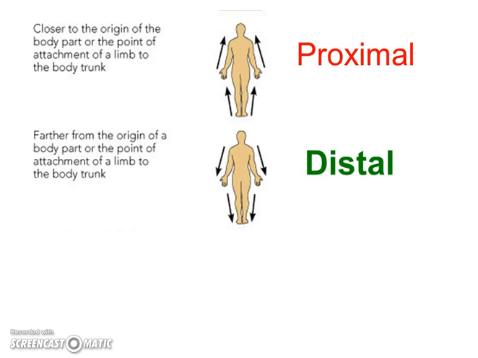Let me compare my elbow and my wrist. My elbow is closer to the shoulder, so it's proximal. My wrist is a further distance away, so it would be distal.